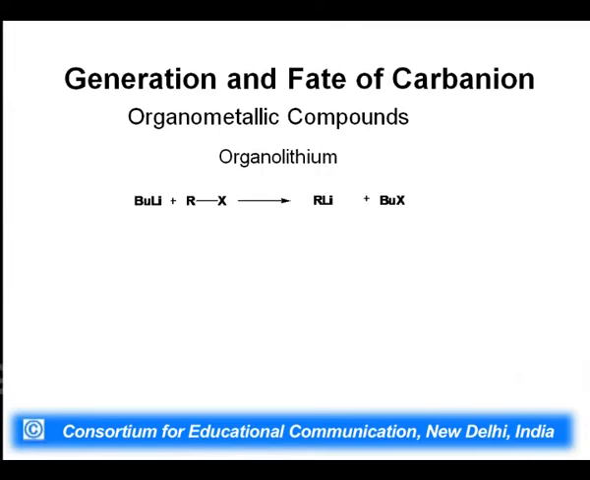So one example is organolithium. What reactions do they undergo? By virtue of the reaction with carbon dioxide, the R group is acting as R minus, and it is adding on the C double bond O group of carbon dioxide to give you R attached to the carbon, and the O, which is negatively charged, attached to the positively charged lithium ion.